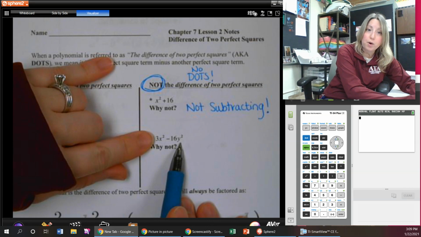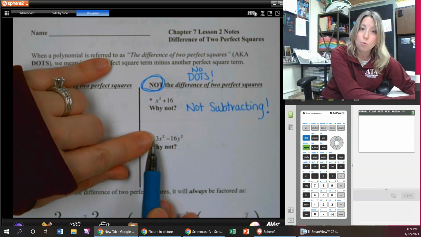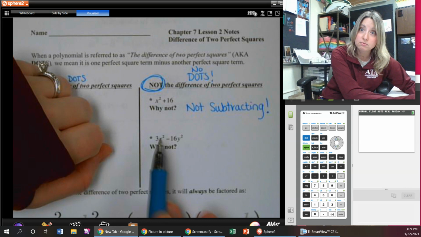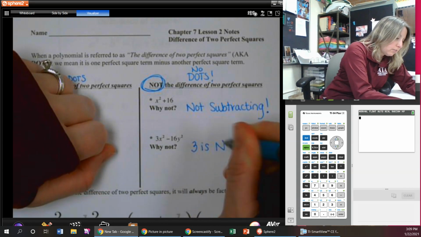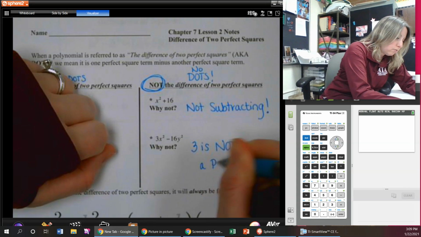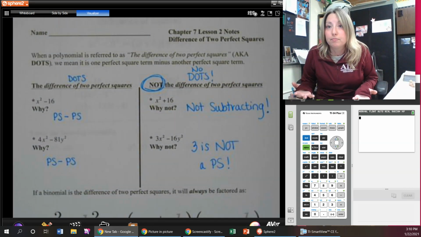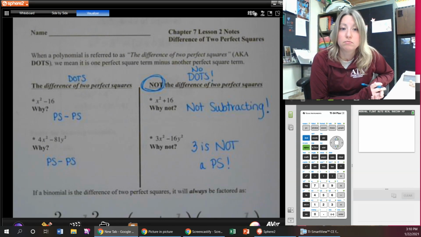16y squared is a perfect square. x squared is a perfect square. There's subtraction happening. What's the matter? Three is not a perfect square. That's it. It's not, so it can't happen. This is not factorable by DOTS, or in general, but that's all right.